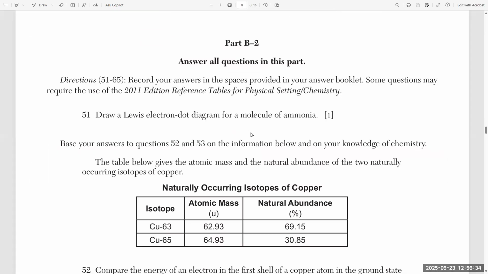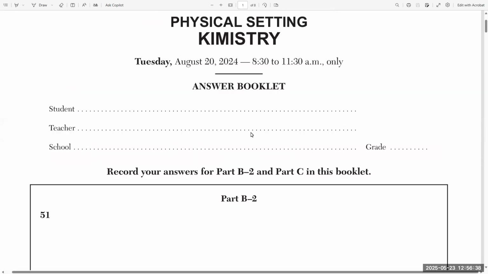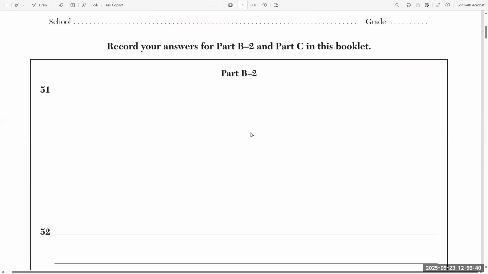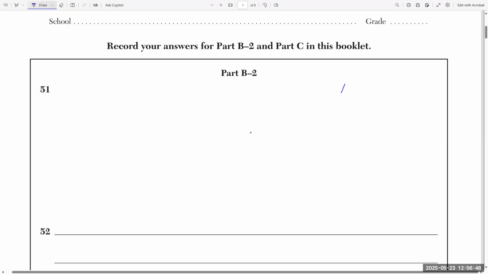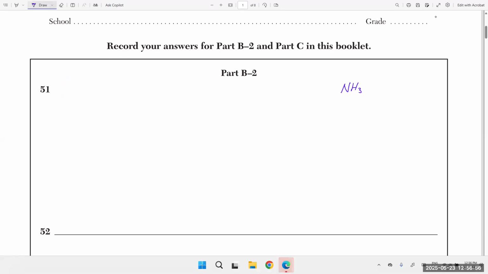Question 51: draw a Lewis dot diagram for a molecule of ammonia. All right, so how do we go about doing that? Well, the formula of ammonia is NH3, right? I don't know how to say this, but you're just going to have to know ammonia. It's not in a reference table.